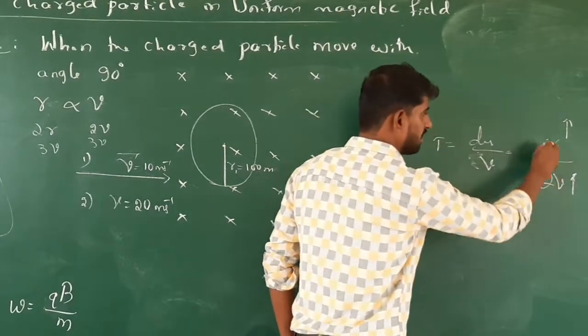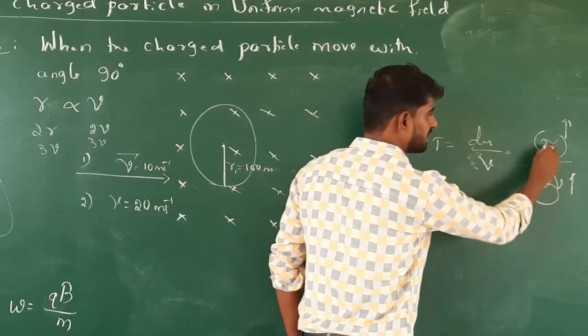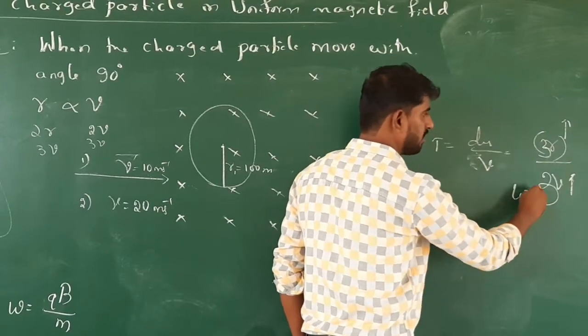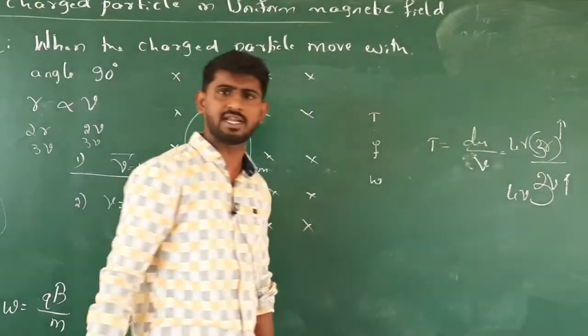If you double this, it doubles. If you triple this, it triples. If you take 4 times of V, it becomes 4 times of radius.